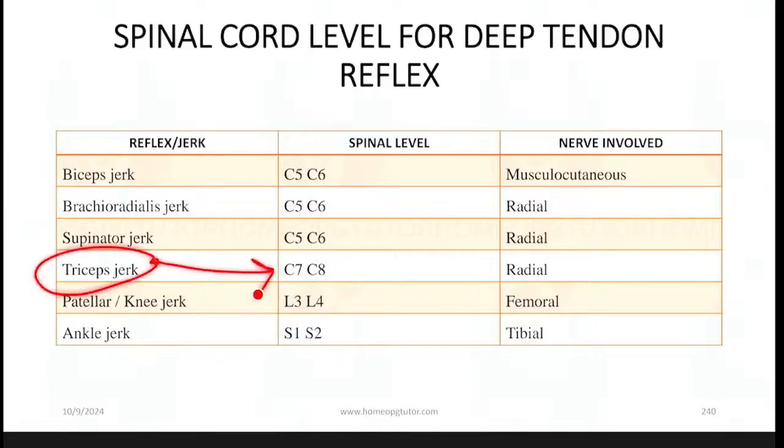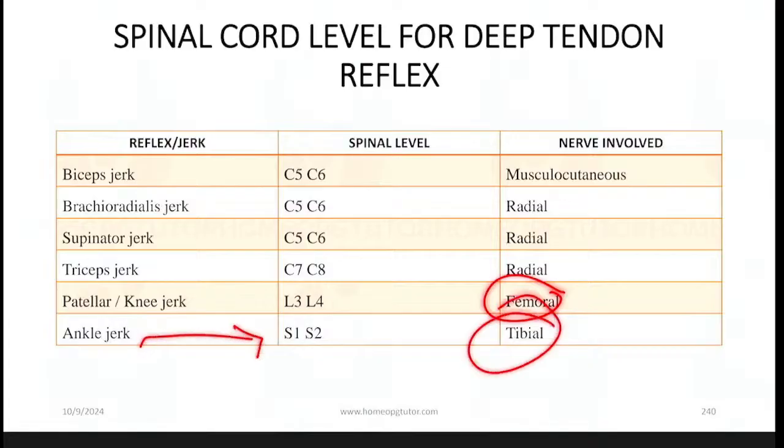But here the root level is C7 to C8. C7, C8. Okay. Next one, we have L3, L4, that is knee jerk or patellar jerk, where the femoral nerve is involved. And ankle jerk, that is S1 and S2, where the tibial nerve is involved. So this particular table you have to learn by heart. Biceps jerk, supinator jerk, brachioradialis, they are C5, C6. Triceps jerk, C7, C8. Patellar or the knee jerk, we have L3, L4. And ankle, we have S1, S2. Okay, and remember the nerves involved.